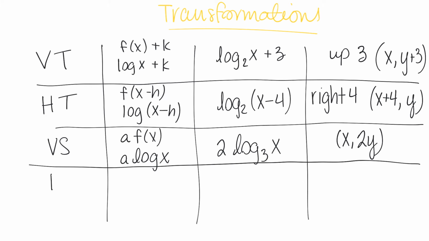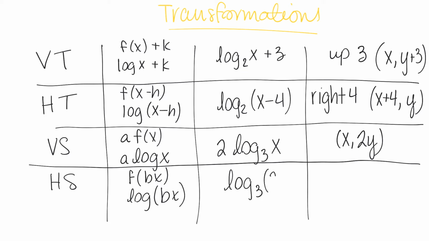And then we've of course got horizontal stretch, and horizontal stretch is normally f of bx. What that's going to look like for us is log of bx. In this case, as an example, we might have log base 3 of 2x. And that's going to do opposite math to our x, so it's going to cut everything in half because we always divide. So we're going to have x over b as our mapping notation.